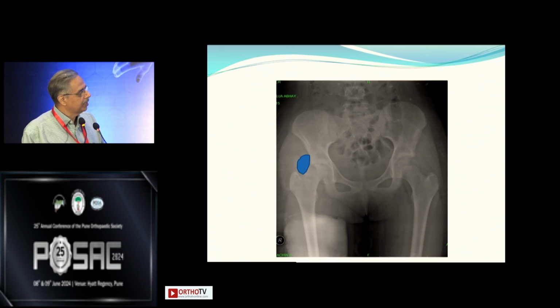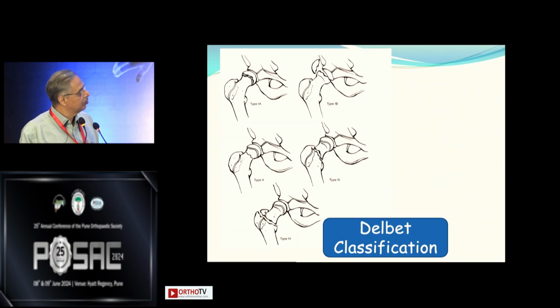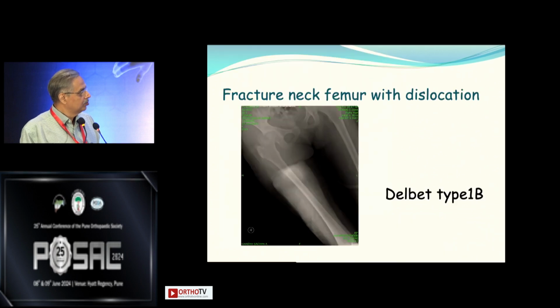So this is where the head is, actually. So this is an old fracture. And there has been an attempt at reduction, and that's where the head was, and the neck seems to have gone into the reduction. So we all know the Delbert classification. This fits into the type 1B with a type 1 with a head dislocated out. So just type 1B fracture neck of femur with dislocation.